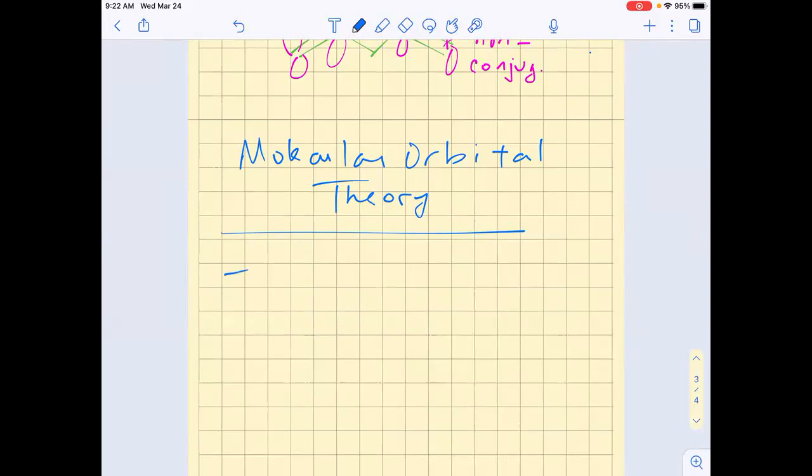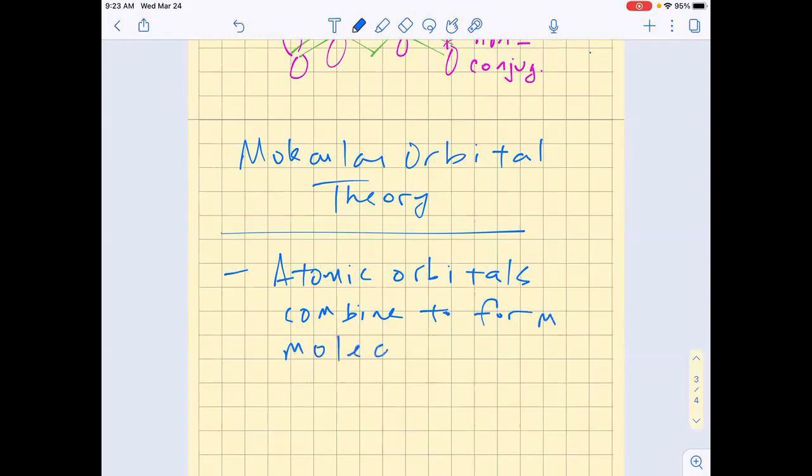The first thing is that when you add up atomic orbitals, atomic orbitals combine to form what we call molecular orbitals. All right. So you got atomic orbitals like p orbitals, like s orbitals. If you combine them, then you get what's called molecular orbitals. I'm going to show you what this means in a minute.